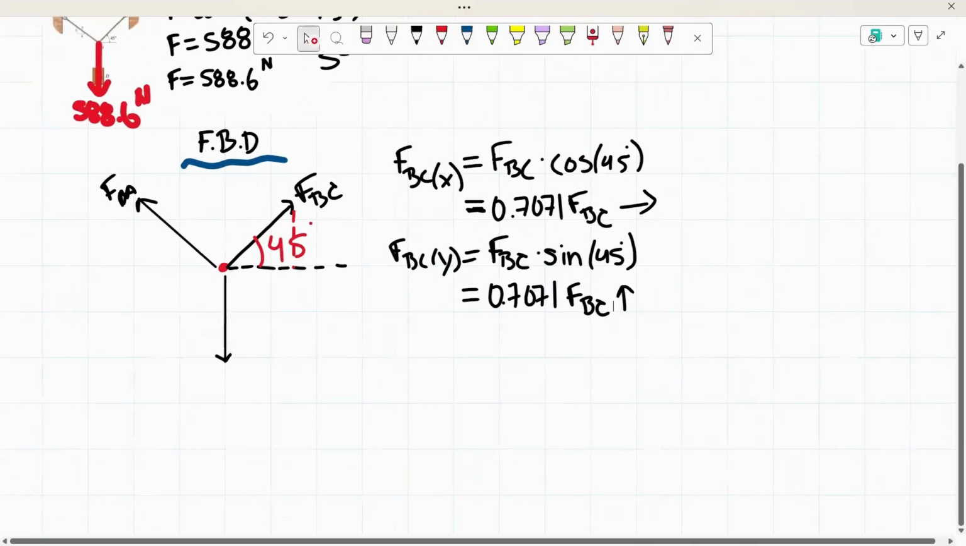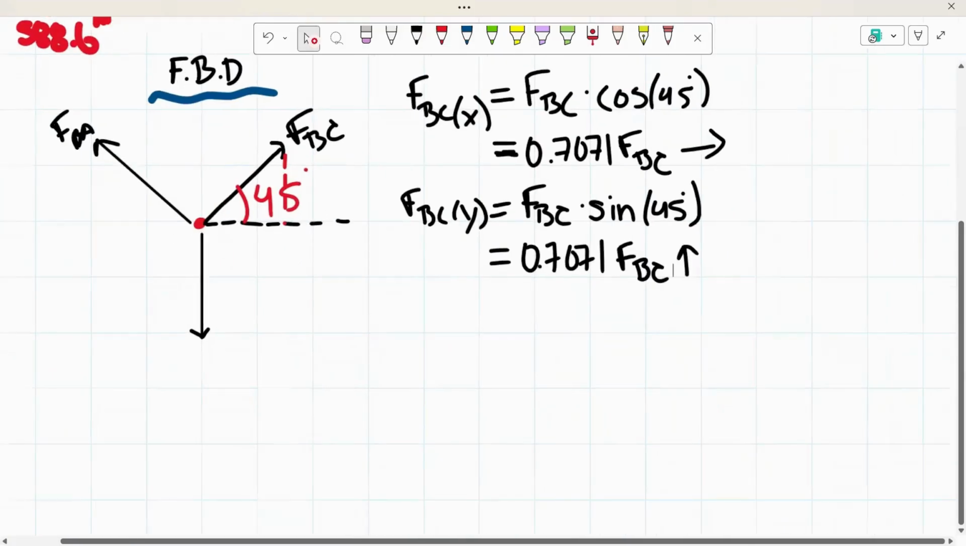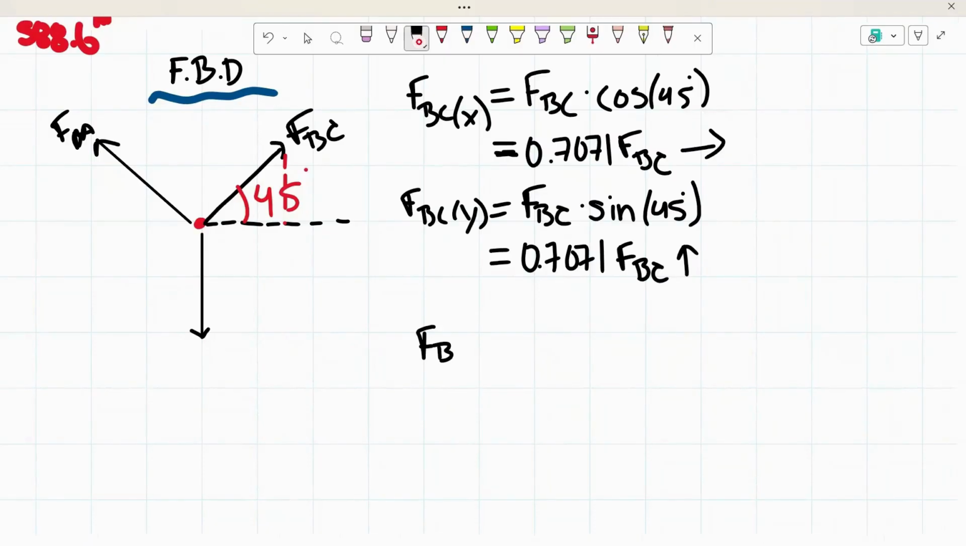Now we could try to find the horizontal and vertical components of the force BA. So FBA in x, since we're looking for its horizontal component. Here, we are given the slope, which is 3, 4, 5.